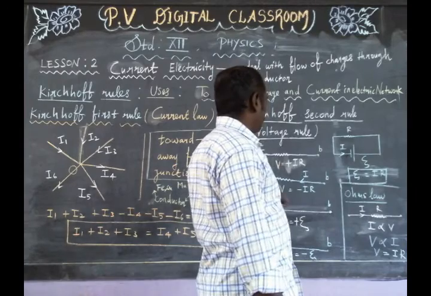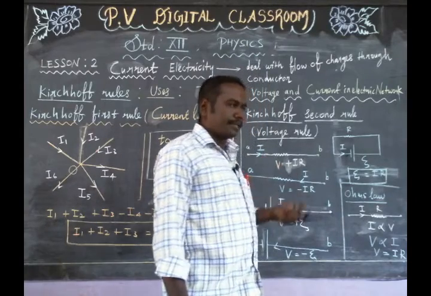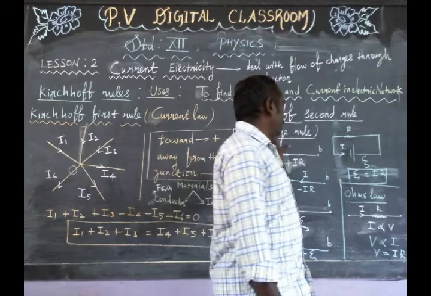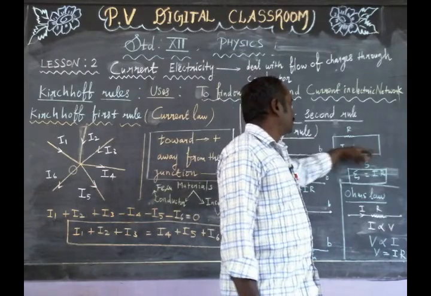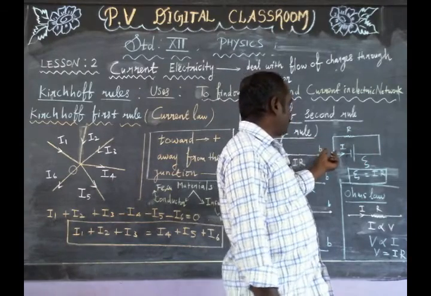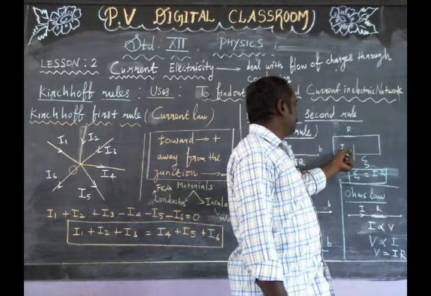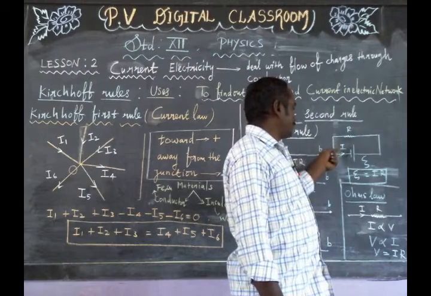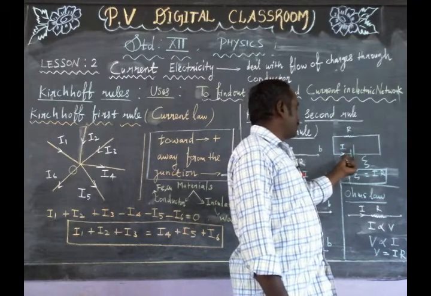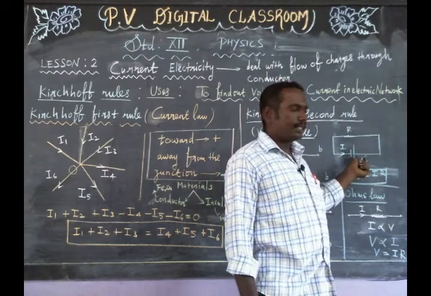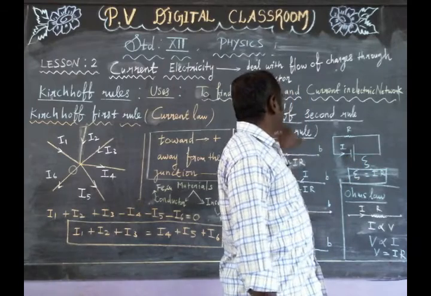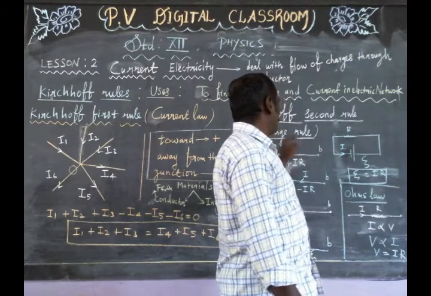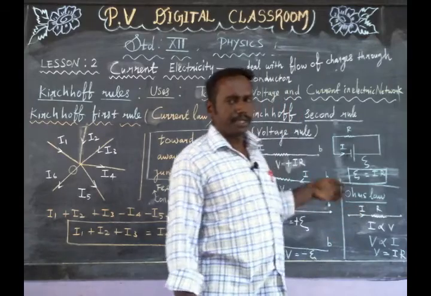This is Kirchhoff's second rule. The statement is that in a circuit, the product of current and resistance in each part is equal to the algebraic sum of the EMF. This is Kirchhoff's second rule, or voltage rule.